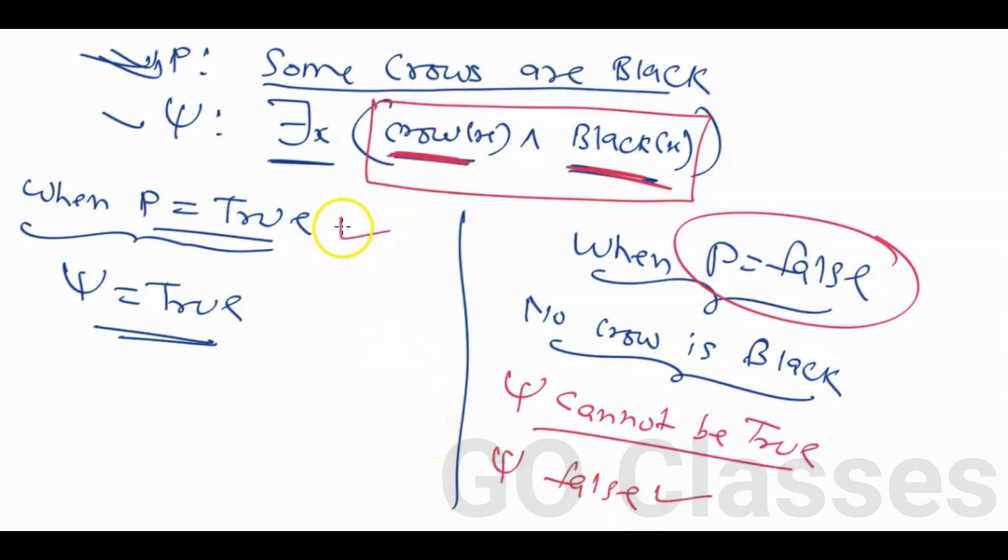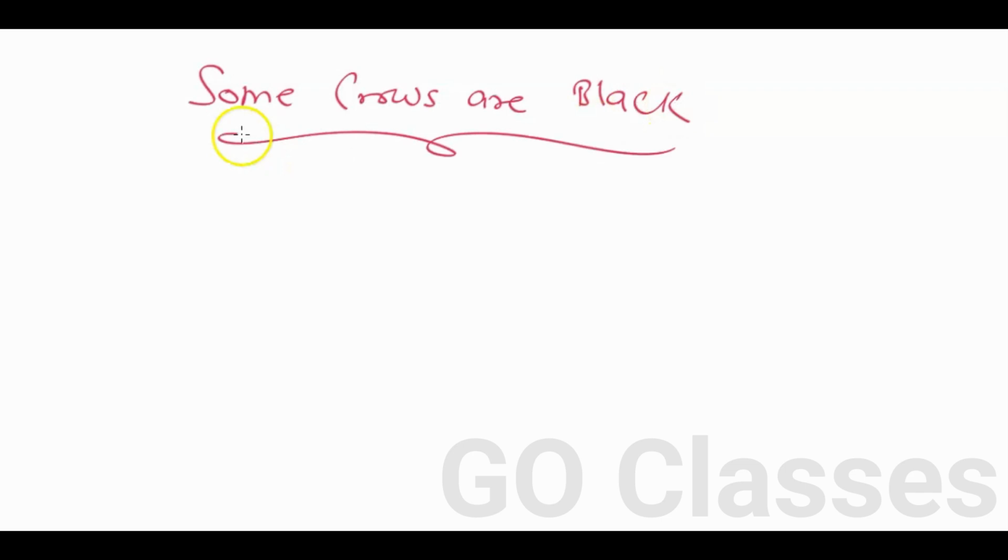So we can say that whenever P is true, whenever this English statement is true, our expression will be true. And whenever this English statement is false, then our expression is also false. So we can say this is the correct expression and this is the proof. Okay? So the final conclusion: some crows are black. The correct translation of this statement will be: there exists an element such that it is a crow and it is black.